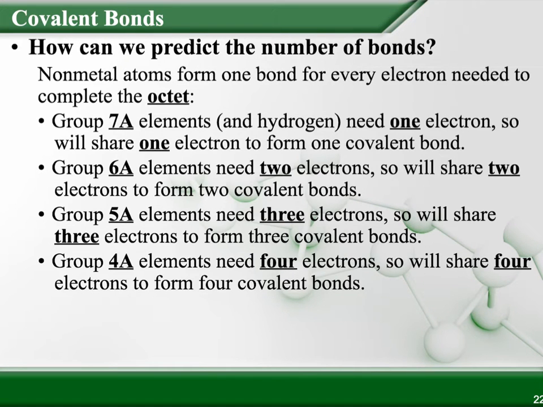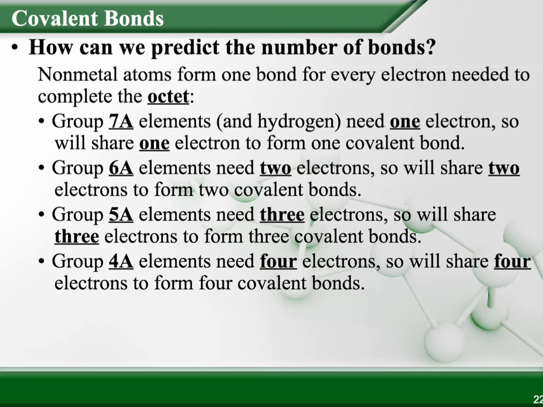What's kind of cool is we can predict the number of bonds that will be formed for an atom. We know how many electrons they need to gain in order to form an octet, and that's going to be the number of bonds that they will form. And we kind of indirectly have this information on our periodic table already. So when we look at group 7A elements and hydrogen, they each need 1 electron to form their octet or to have a full outer energy level. Since they need 1 electron, they're going to share 1 electron and form 1 covalent bond.